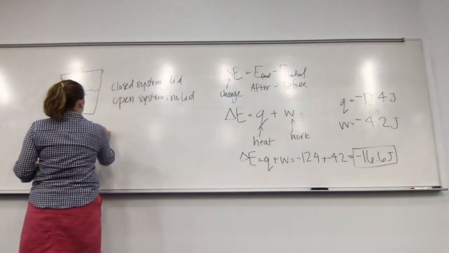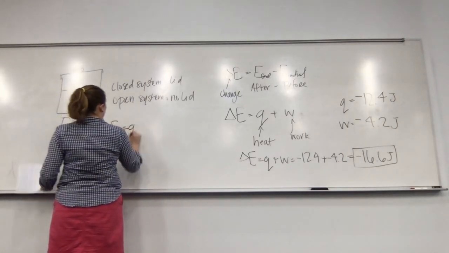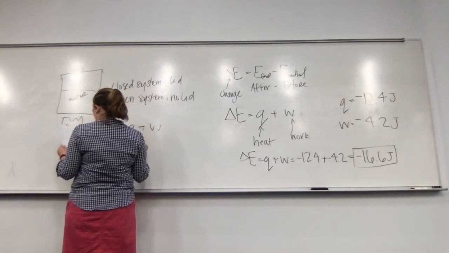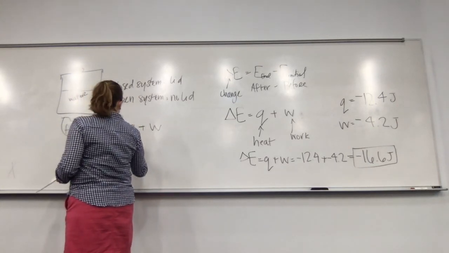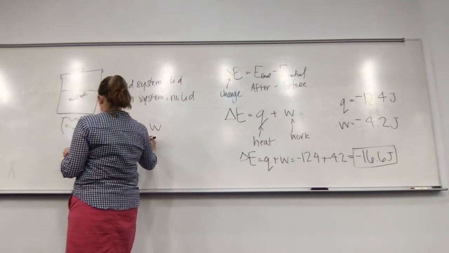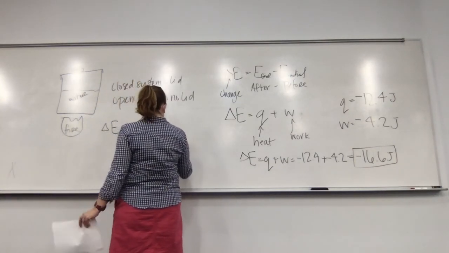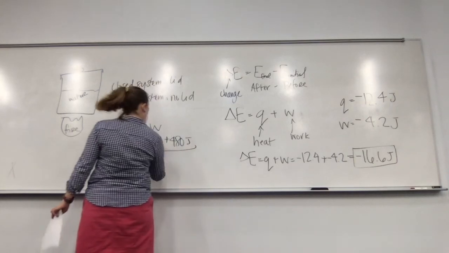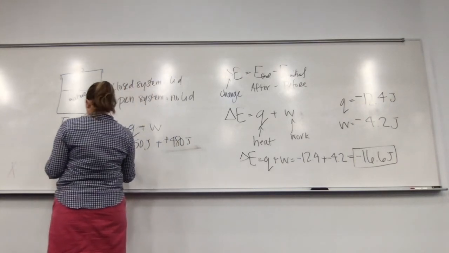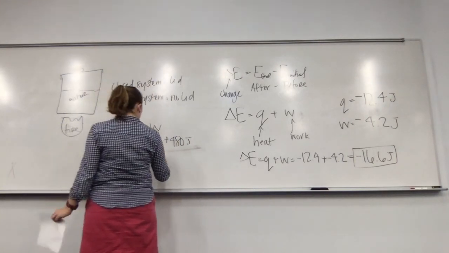So for that one, it's the same thing where delta E equals Q plus W, where the heat is negative 1150 joules and the work is positive 480 joules. We don't need that line here. And that gives us negative 670 joules.